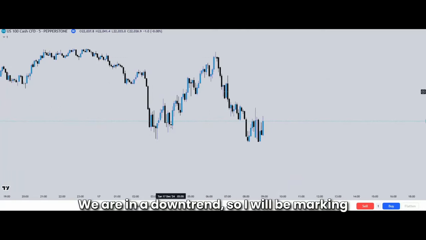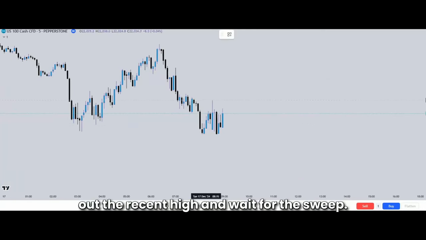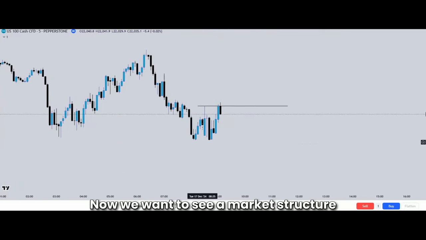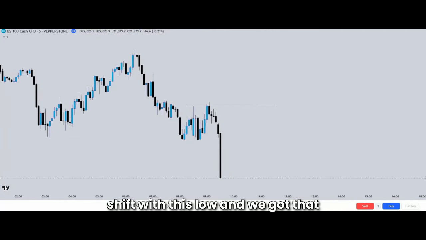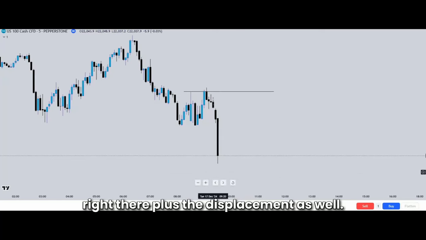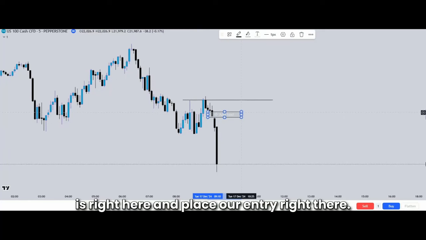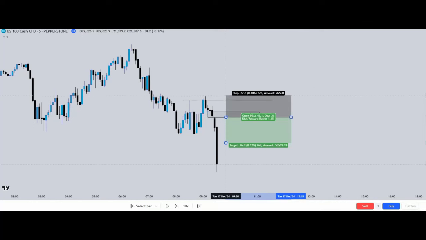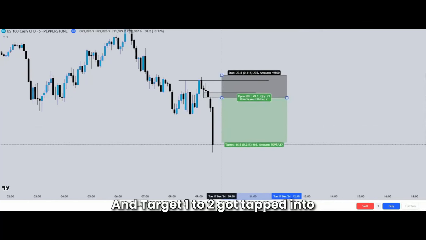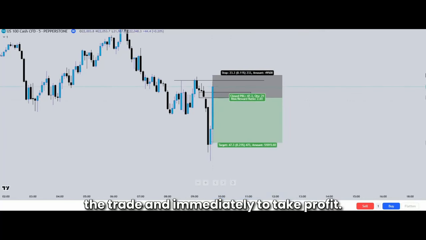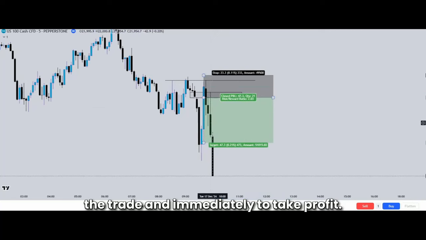Right here we are in a downtrend, so I will be marking out the recent high and wait for the sweep. We got the sweep. Now we want to see a market structure shift with this low, and we got that right there, plus the displacement as well. Now we're just going to look for the FVG, which is right here, and place our entry right there and target 1 to 2. Got tapped into the trade and immediately to take profit.